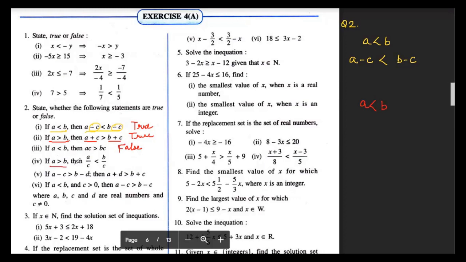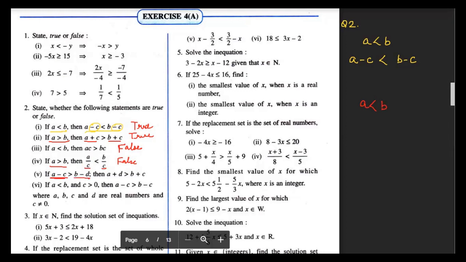A greater than B हमने positive number C से divide किया. This will also be false because the sign should not change. अगर greater than है तो ये less than नहीं बनेगा because we have divided with a positive number. ठीक है. Fifth question, A plus C, sorry, A minus C, B minus D.